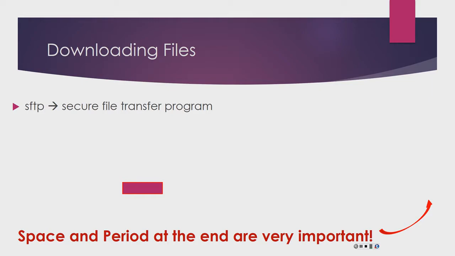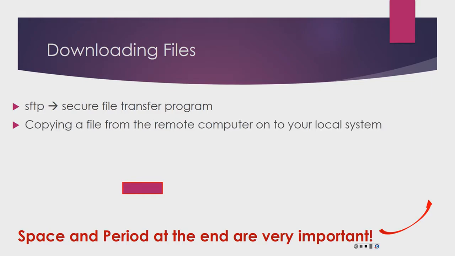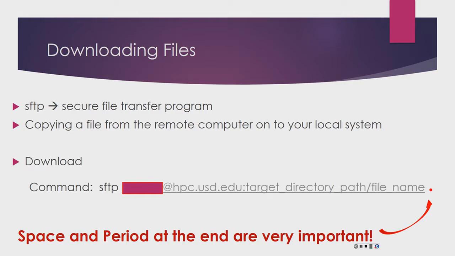Okay, so SFTP is a secure file transfer program, and this is used for downloading files, but you can't see it, but that's what it says. So you can use it for downloading and uploading files. If you want to copy a file from the remote computer to your local system, that is downloading a file. And then uploading it is the reverse, but I'll make sure that's very clear.